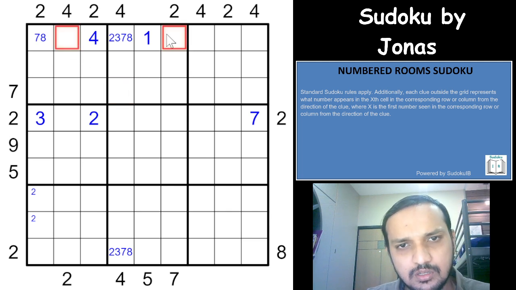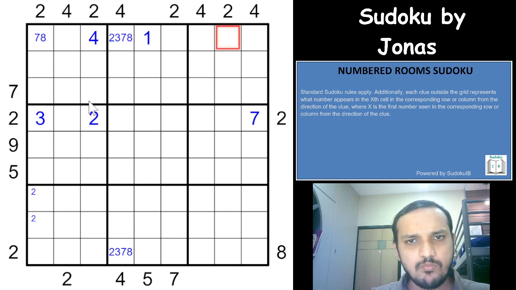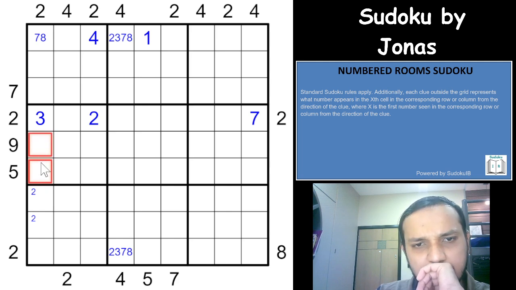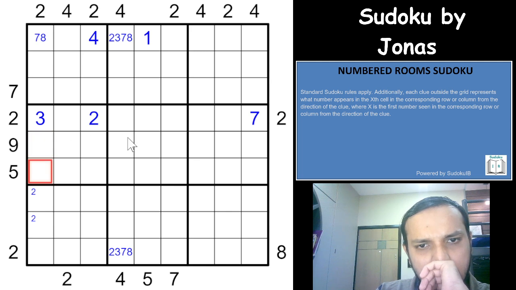Would have to be here, have to be here. Okay, 1, 2, 3 is not possible in any of these cells. 4, 9, 5, 9, 6, 9, 7, 8. Okay.